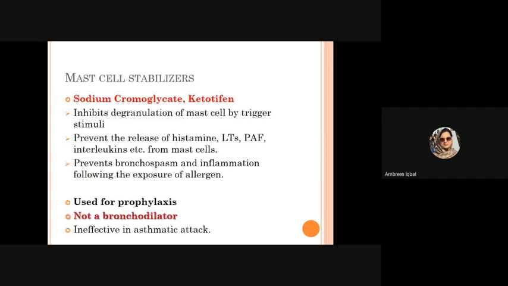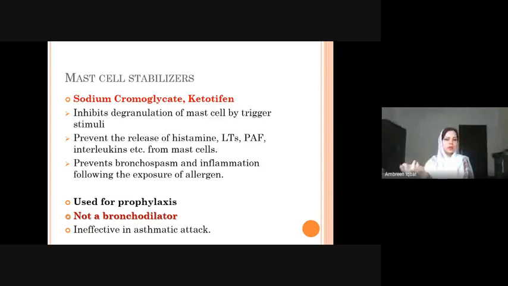The next is the mast cell stabilizer, the drug that stabilizes the mast cell. Sodium cromoglycate and ketotifen inhibit the degranulation of the mast cells by triggering stimuli. They prevent the release of histamine, leukotrienes, platelet aggregating factor, and interleukins from the mast cells. Mast cell stabilizers are indicating themselves: they are the drugs that stabilize the mast cells. When antibodies act on the mast cells, they burst and degranulate. These drugs hold the mast cells, protect them, stabilize the membrane, and do not allow it to degenerate and release histamine, leukotrienes, platelet aggregating factor, and interleukins from the mast cell.